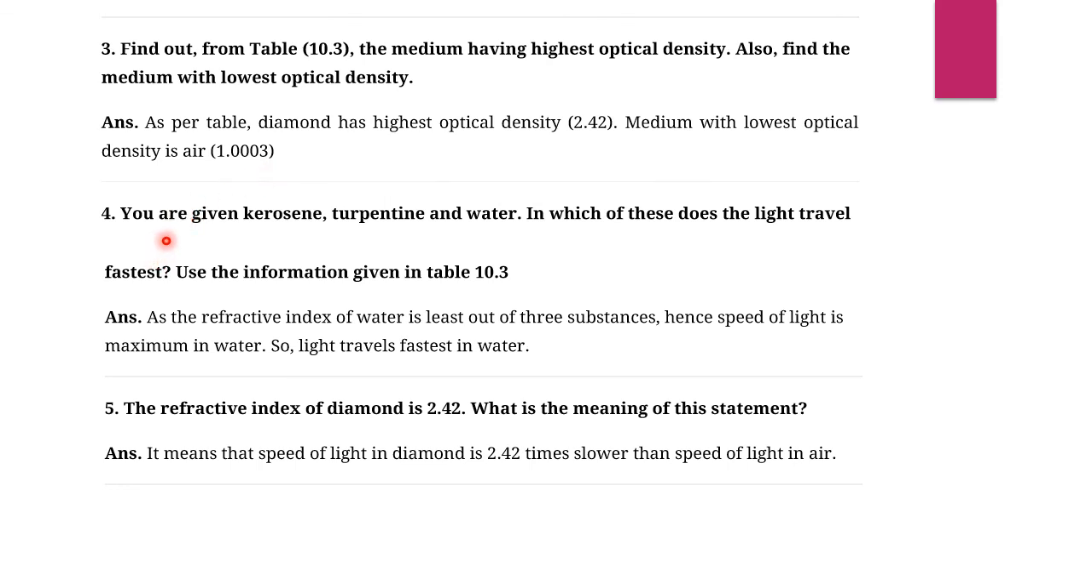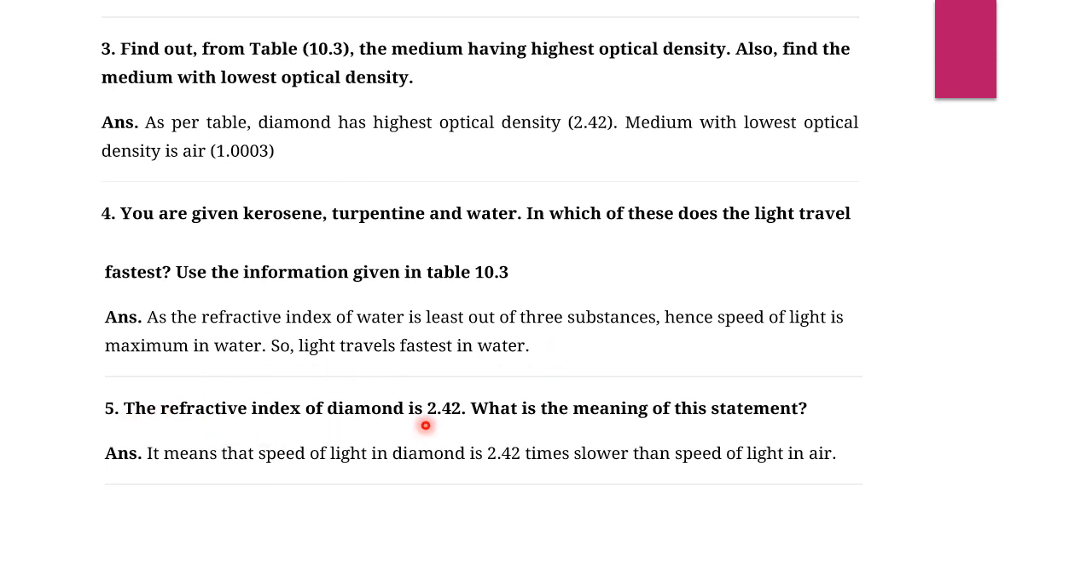Now the fourth one: you are given kerosene, turpentine and water. In which of these does the light travel faster? Use the information given in the table. Now let us see, the refractive index of water is the least of all these. Kerosene has more and turpentine has more. So the refractive index of water is the least of the three substances. Hence the speed of light is maximum in water. So light travels faster in water.